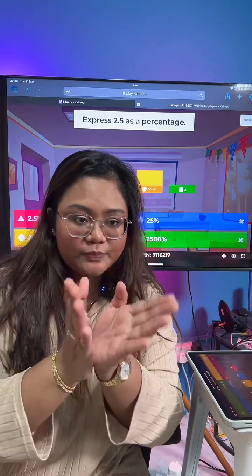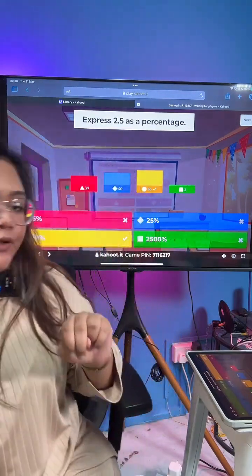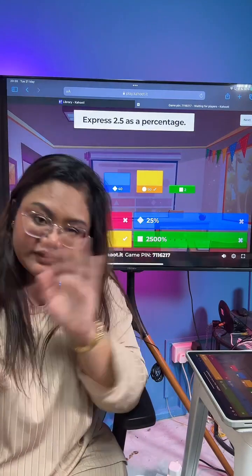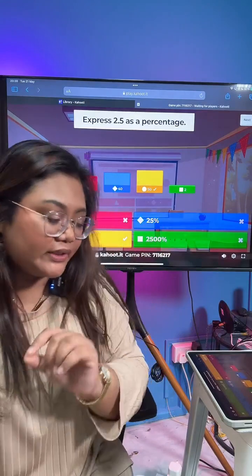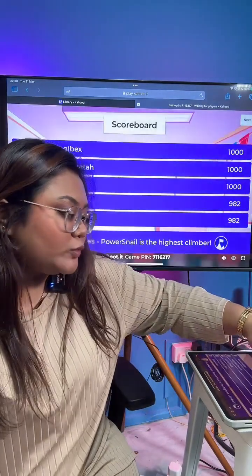1 is the same as 100%. 2 is 200%. This one you should know. This was covered in your syllabus. 1 is equal to 100%. You must know. 2 is 200%.